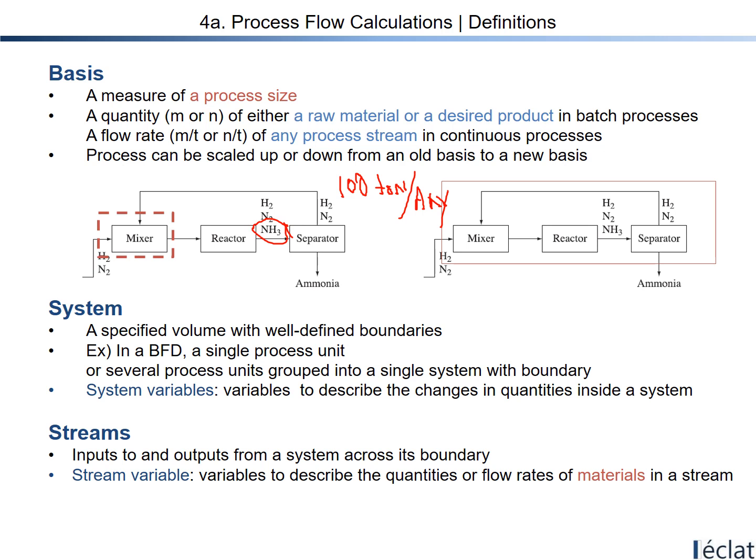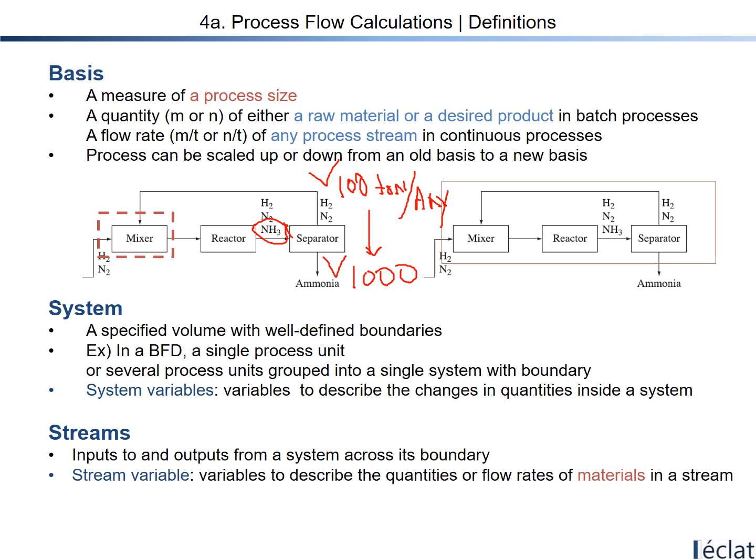This is the basis, and this basis is determining the size of this plant. However, you have changed your mind when you are designing the process. You want to scale up to 1000 ton per day. So this is the old basis, which is 100 ton per day, and right now you have a new basis, 1000 ton per day.